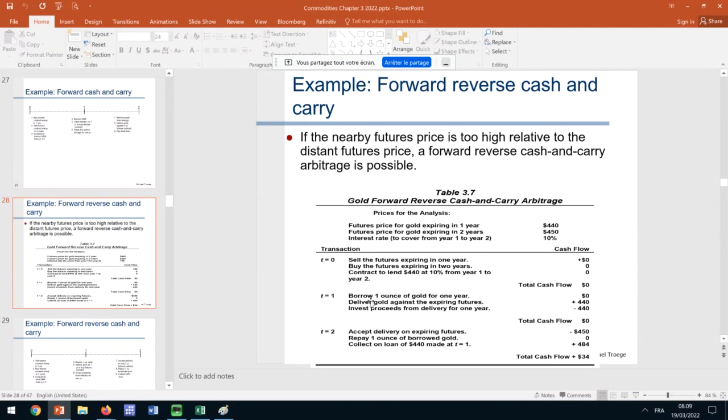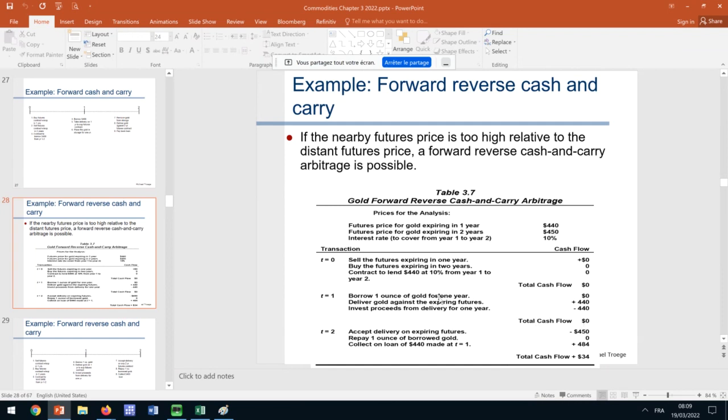At time 1, we need to deliver gold, remember. So the way to do it, in this case, is to borrow gold. And actually, you can do that in the financial markets. There is a gold borrowing rate. So it's actually quite a liquid market. You can borrow gold, and you deliver the gold to the first future, which, remember, expires in 1 year. If you do that, you will get cash, and this cash you invest at the 10% interest rate that you have contracted as well. And then you wait one other year, a second year.